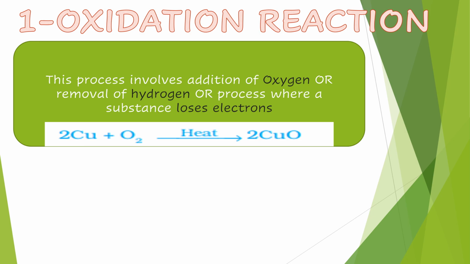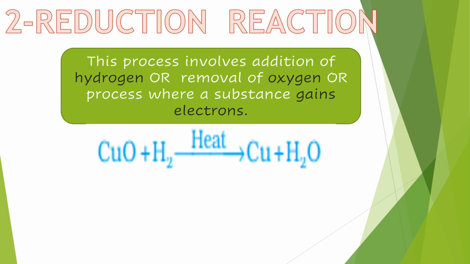For example, copper plus oxygen in the presence of heat gives copper oxide. Next is reduction reaction. In this process, it involves addition of hydrogen or removal of oxygen, or a process where a substance gains electrons. For example, copper oxide plus H2 in the presence of heat gives copper plus water.